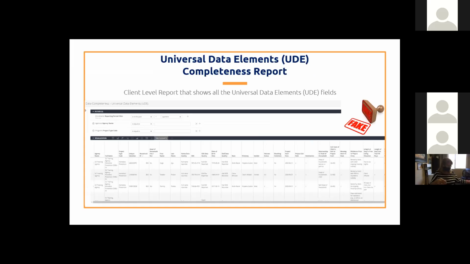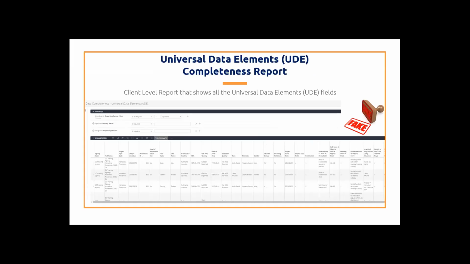Okay. So we have 3 completeness reports. Let's start with the first one, the universal data elements. As the name indicates, this report shows the client's responses to all the universal data elements fields. The majority of these fields are located in the profile screen of HMIS. However, there are others located in the enrollment screen, and there are 2 fields, destination and project exit date, that are located in the exit screen. So they are a little bit all over the place. On a side note, before I forget, the data that you see here is from our training site, so this is not real information. This is just fake data.